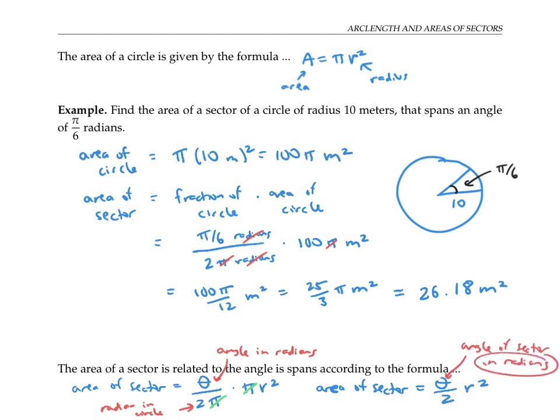Again, it's important that this angle be in radians, since that's how we're doing our fraction over circle comparison. As usual, r represents the radius of the circle. Notice that if you don't have your angle in radians, and it's in degrees instead, it's not a big deal, because we can always convert from degrees to radians first before using our formula.